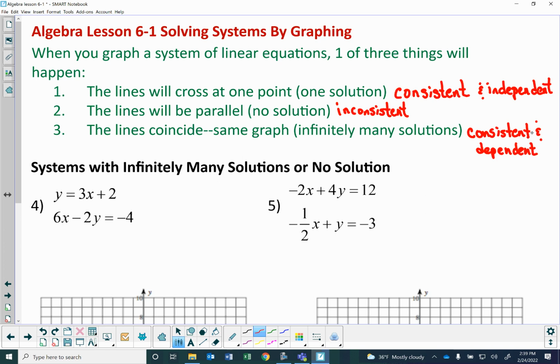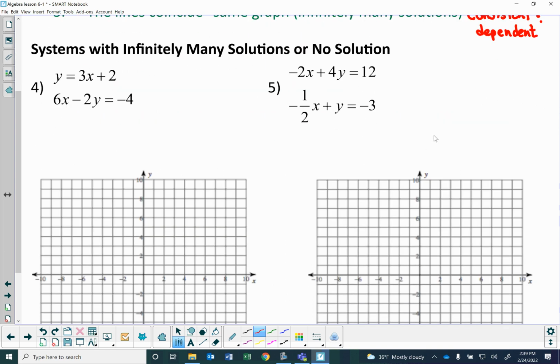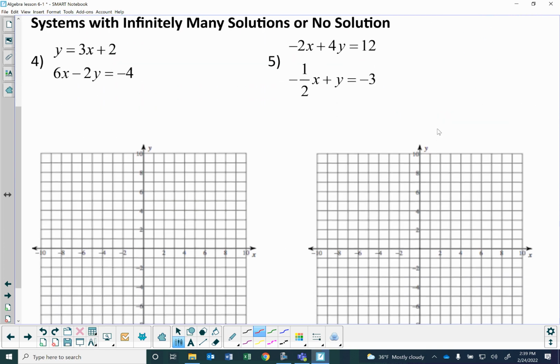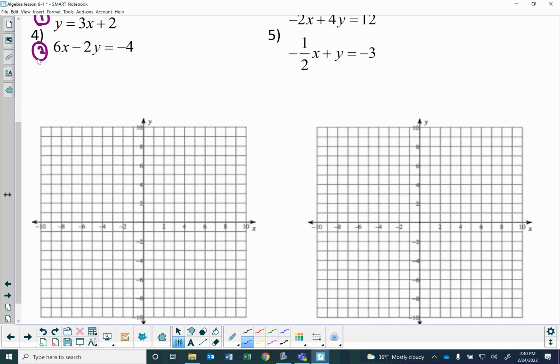Okay, so we're going to take a look at systems that have many solutions and no solution. So we're going to graph a couple more systems here. If we look at problem number 4, the first equation is y equals 3x plus 2, and the second equation is 6x minus 2y equals negative 4. The first equation is already written in slope-intercept form, so I am going to just graph it.